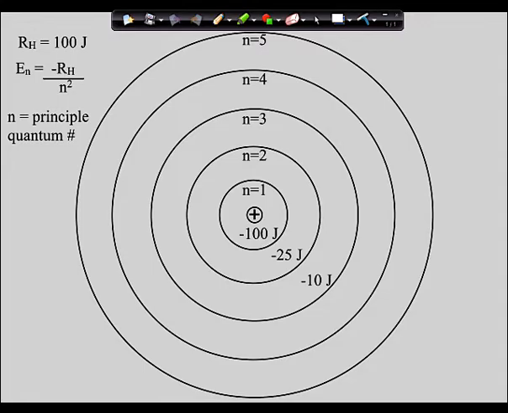You okay? Now, what about energy level 4? Plug in 4 there. 4 squared is 16. Negative 100 divided by 16 is functionally negative 6. Now, guys, what about energy level 5? What is the energy of energy level 5? Negative 4. So the energy there would be negative 4. You get it? Now, hold on. We're not doing questions yet.